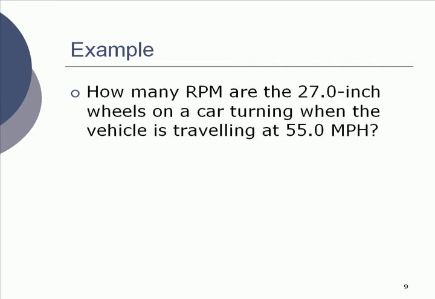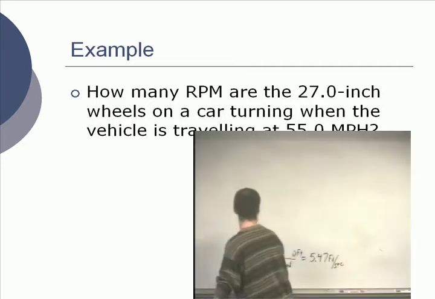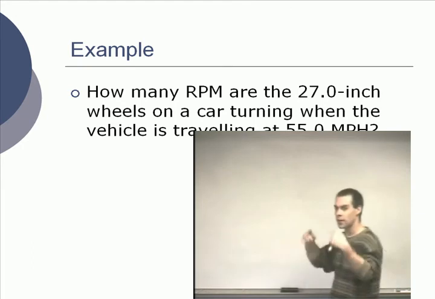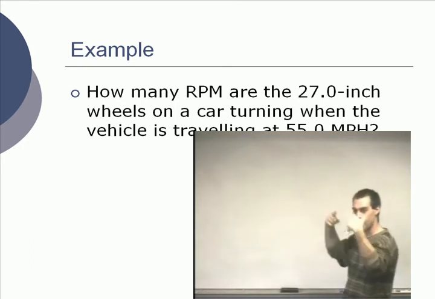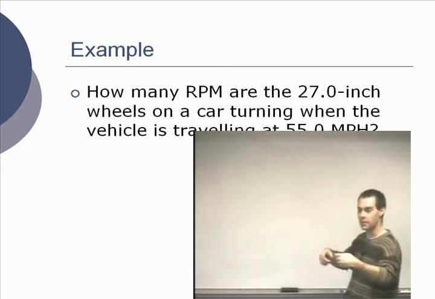Let's do another one. Drive home today. Average car tire is about 27, 28 inches tall, 26 to 28. So how fast are they turning when you're going 55 miles per hour? Well, the key is that when your tires turn, they have to turn so that the tread of the tire is moving your car at 55 miles per hour.